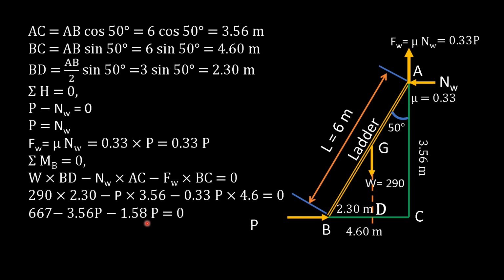So the addition of these two terms will be 5.14 P, which will be equal to 667. So P will be 667 divided by 5.14, that will be 129.76 Newton. So that is the value of the horizontal force that should be applied at the bottom of the ladder to avoid it from slipping.